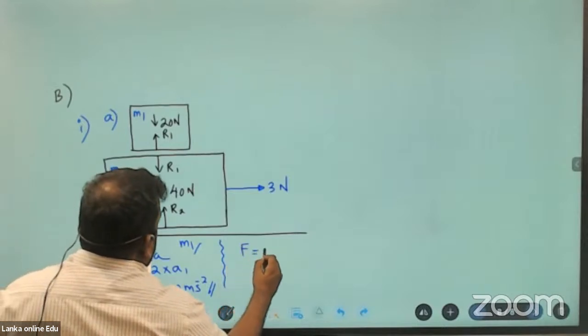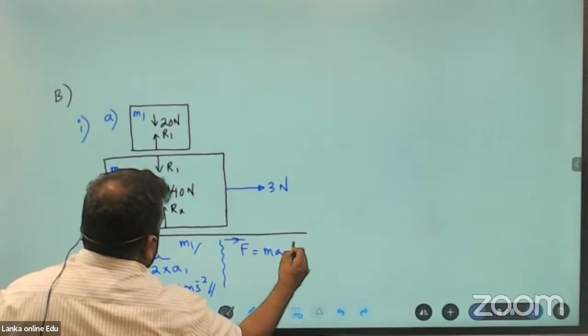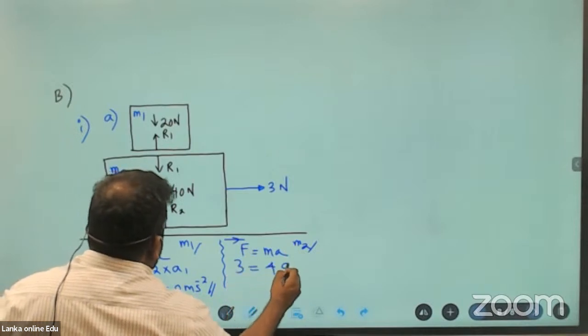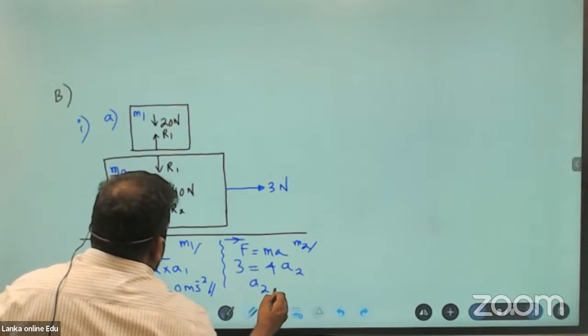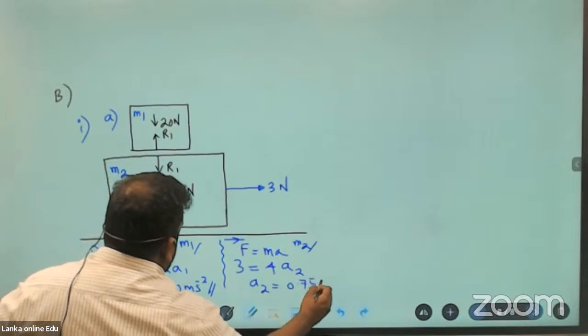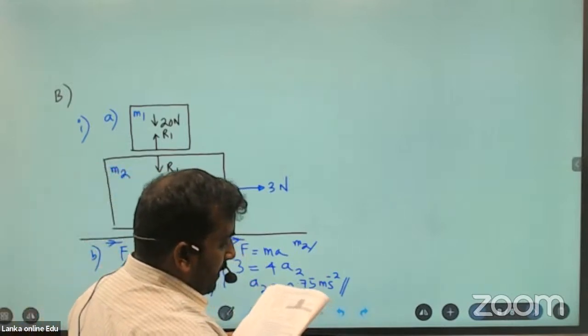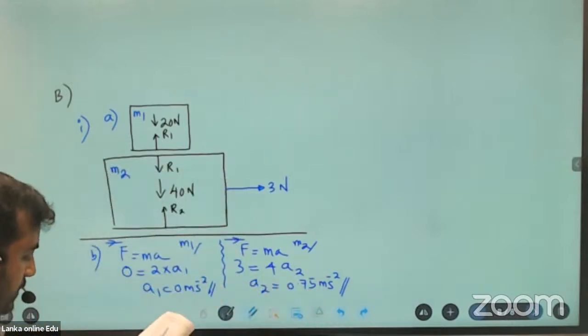Then I apply F equal MA on M2. 3 Newton is the applied force, 4 times acceleration A2. Acceleration is 0.75 m s minus 2. Right.